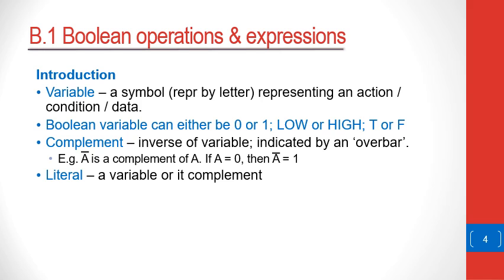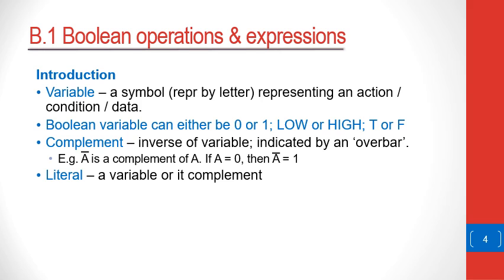A variable in Boolean algebra is a symbol represented by a letter, and this symbol represents an action, a condition, or a piece of data. So a Boolean variable can have only one of two values. It can either be 0 or 1, or it can be low or high, or true or false. Like any algebraic variable that you would have known from normal mathematics, but in this case it's restricted to just two values.